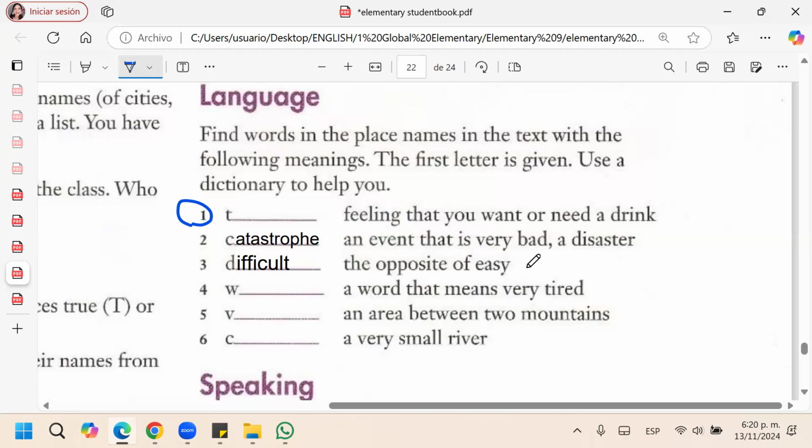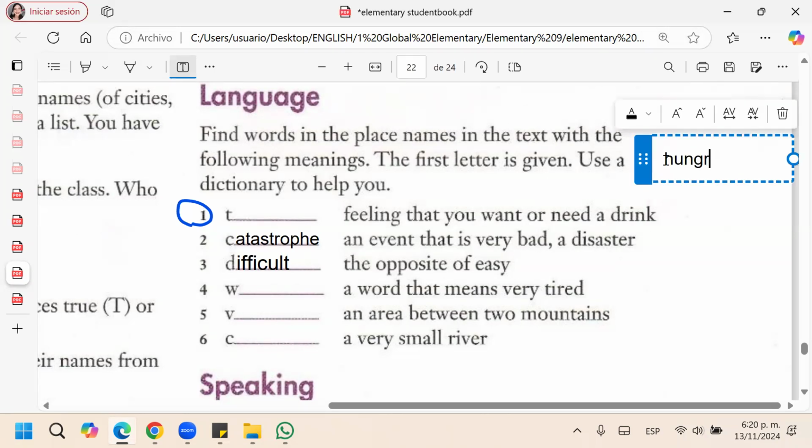Let's see. Do you know when you want to eat, what's that feeling? The feeling when you want to eat, that you need to eat something. I feel I am what? Hungry. Yes. And when you want to drink, what's the name of that?